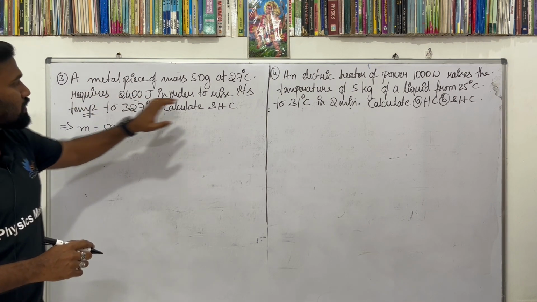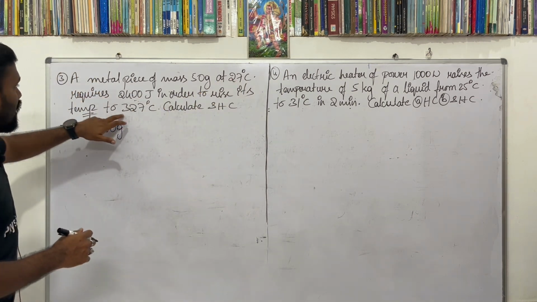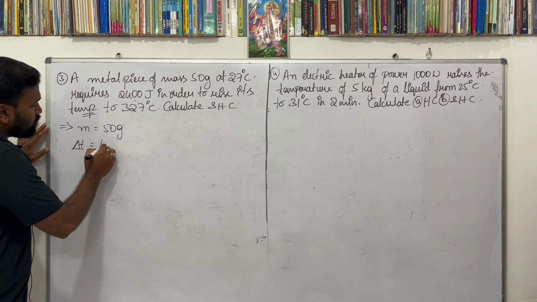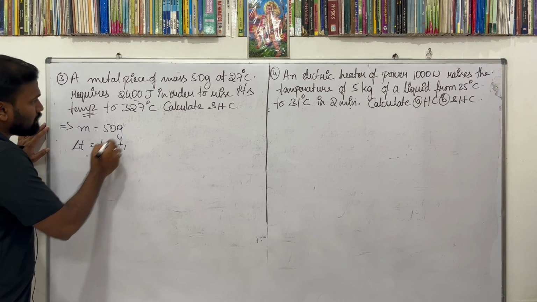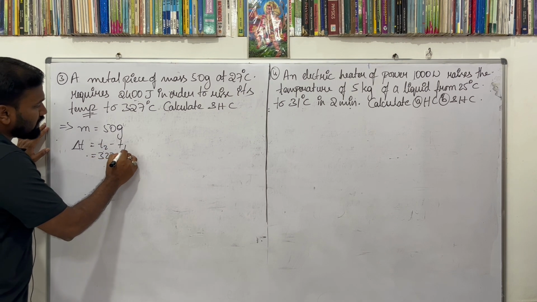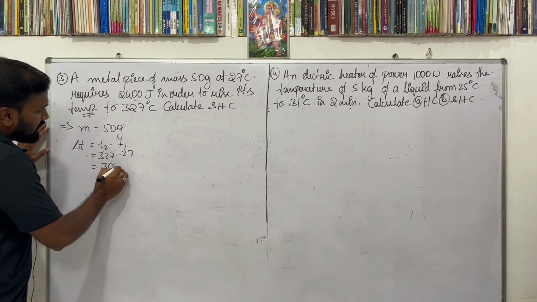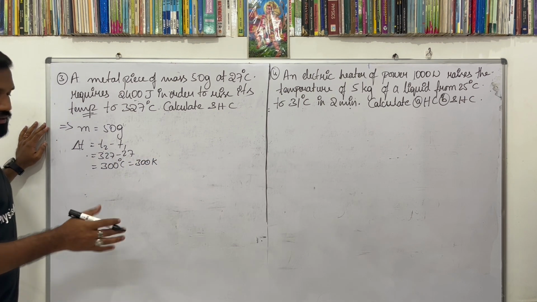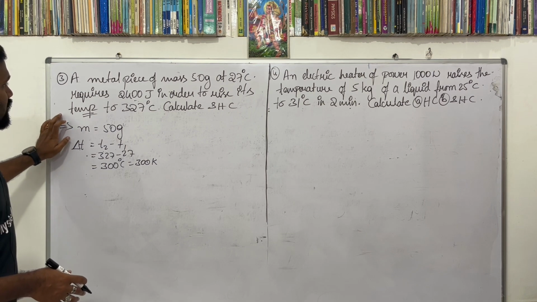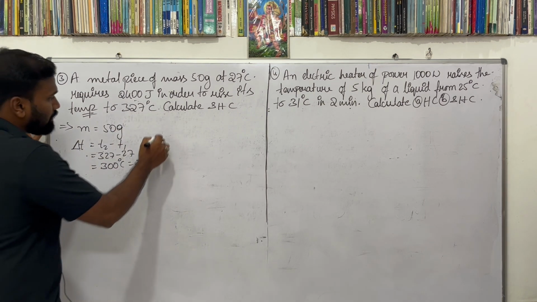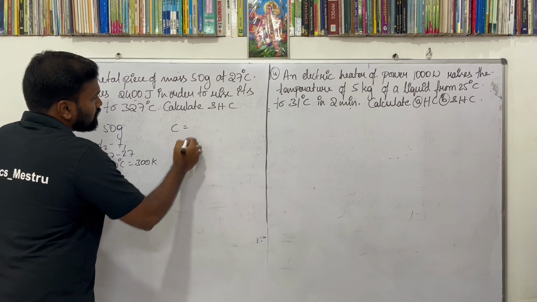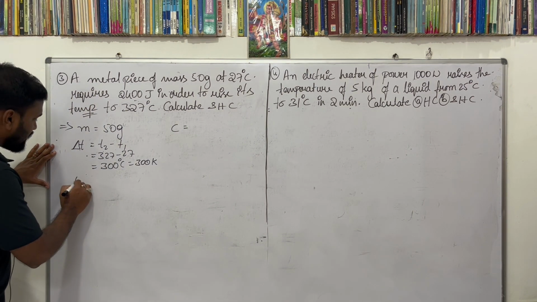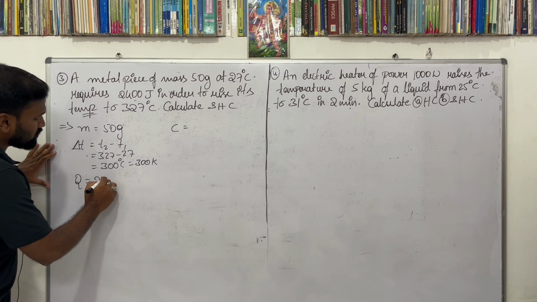Next, the temperature is from 27 degrees Celsius to 327 degrees Celsius. Therefore, delta T is equal to T2 minus T1. T2 is the maximum value, which is 327 minus 27, which is nothing but 300 degrees Celsius or 300 Kelvin. Both you can write. Next we need to calculate the specific heat capacity C. They have given the amount of energy.